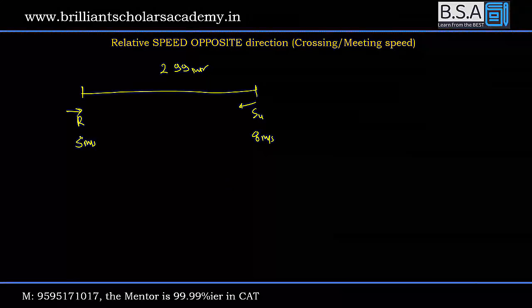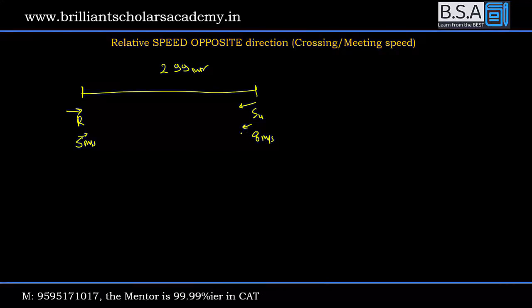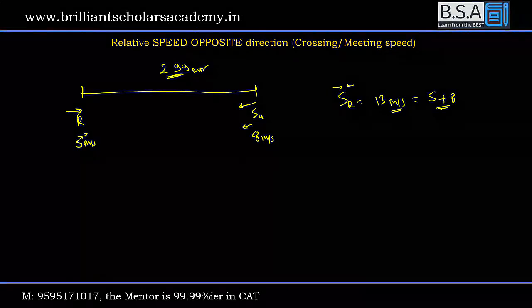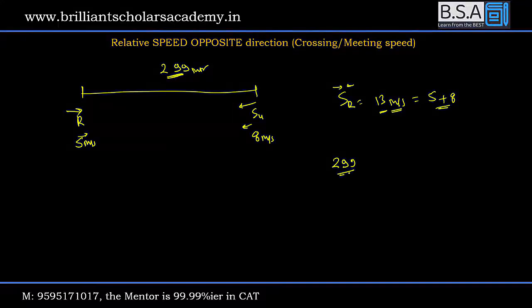So it makes me feel they are getting closer to each other. They are coming close to each other with the speed of 13 meters per second. Relative speed is 13 meters per second. Opposite direction, you must add speeds. So they are getting closer by a speed of 13. When will they meet? So we are saying they have to travel together. Together they have to travel 299 meters with the speed of 13. How much time will they take?